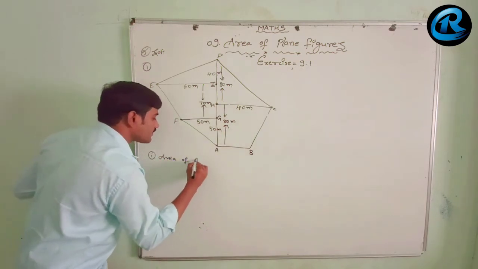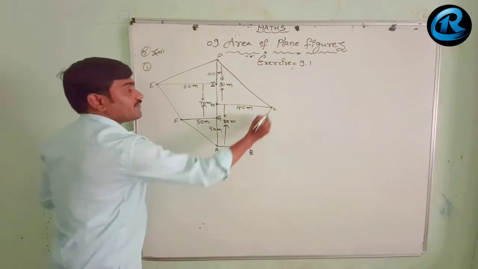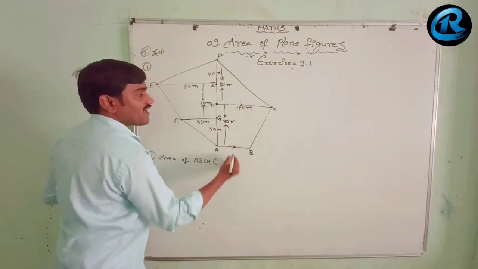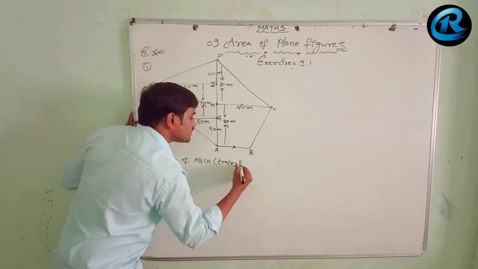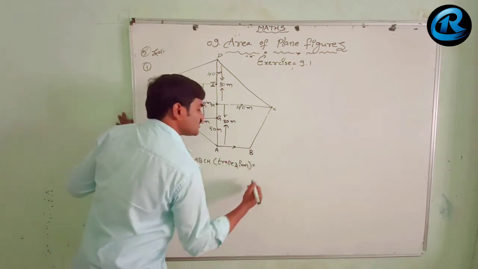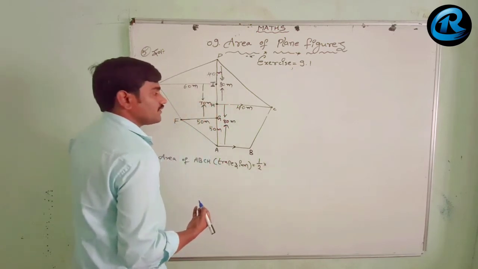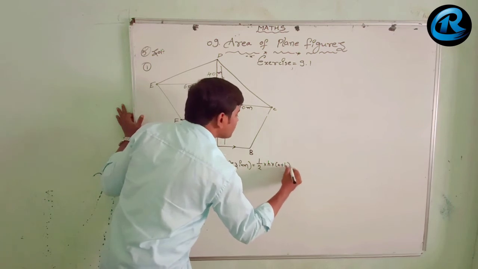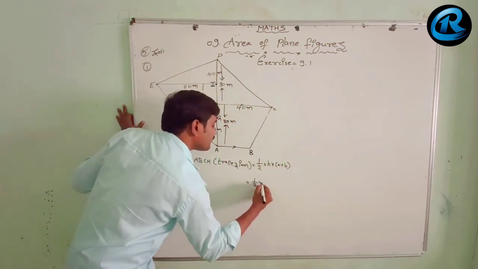Area of ABCH. It is nothing but ABCH in the shape of C. One pair of opposite sides are parallel. So it is a trapezium. Area of ABCH, that is in the shape of trapezium. So 1 by 2 into H into A plus B is the formula. Area of trapezium formula.